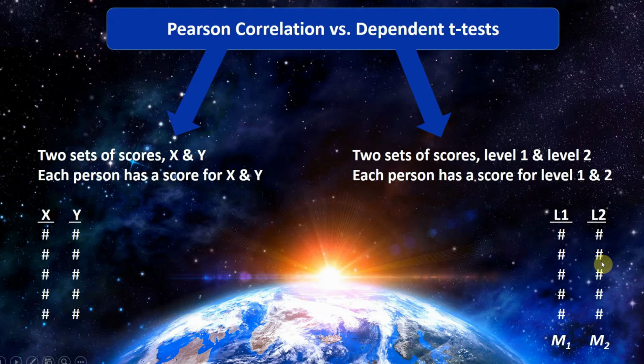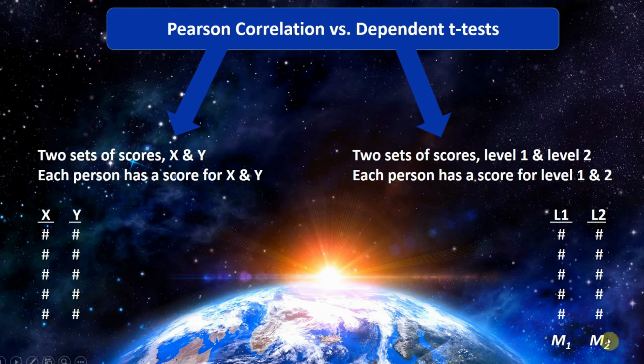What's another difference? Well, with the dependent t-test, in order for you to know if method of instruction had any effect on test grades, you compare the two means, the mean for level 1 to the mean for level 2.